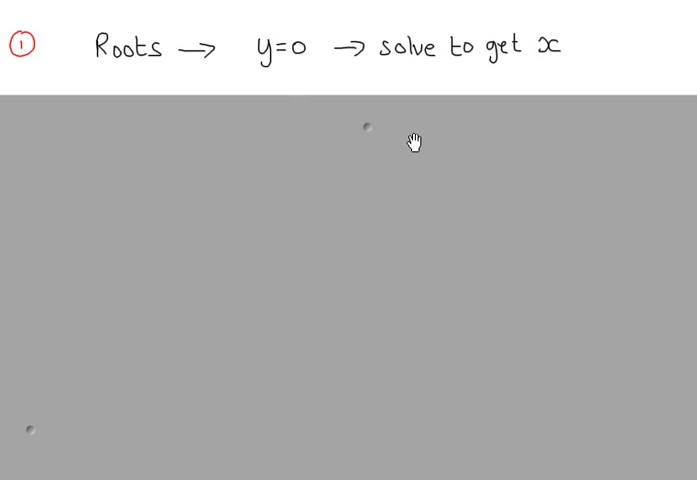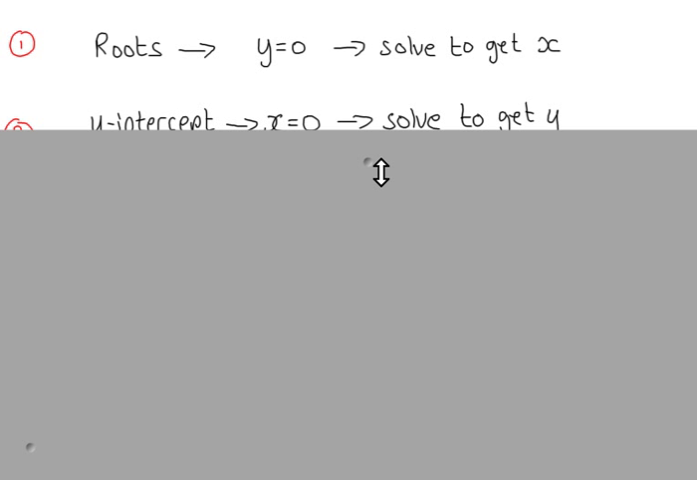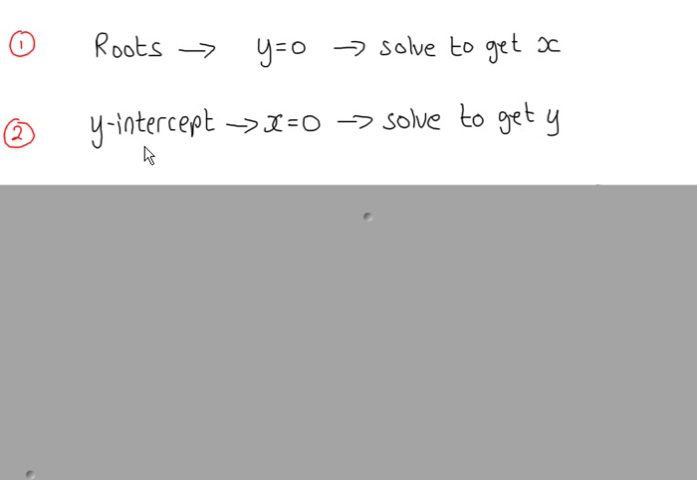The steps to follow to sketch a quadratic curve: if you put y equals 0 into the equation of the curve, so that's everywhere on the x-axis, you can solve the equation to get x values or roots. You might find there's two roots, there's one root, or there are no roots, so there's no solution to that equation when you try and solve it. To get the y-intercept, x is equal to 0 everywhere on the y-axis. So substitute in x equals 0 into the equation of the curve, and that will give you the y-intercept.